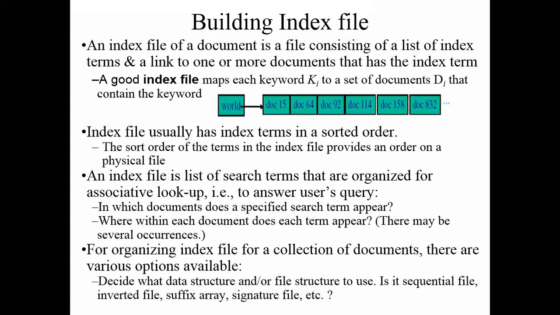Nowadays, there are many indexing structures available, like the sequential file, which is the first indexing structure introduced by scholars for organizing index terms and creating the index file. Later on, the inverted file, signature file, suffix array, and many other algorithms were designed. So we'll try to see, based on their advantages, the sequential file, inverted file, and signature file.